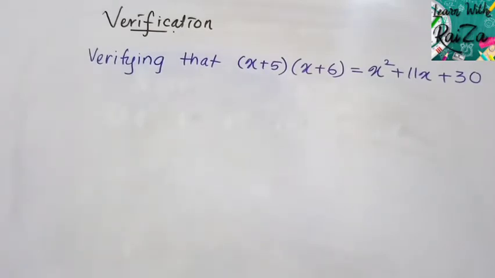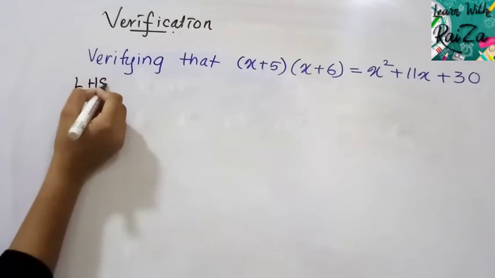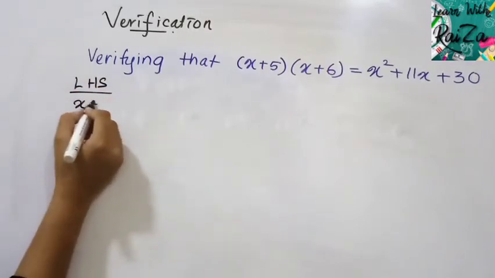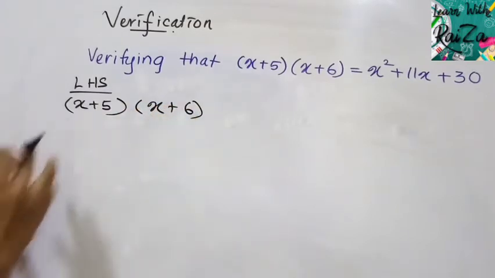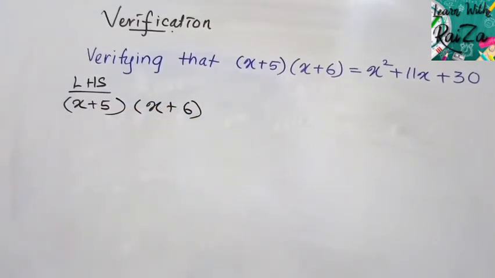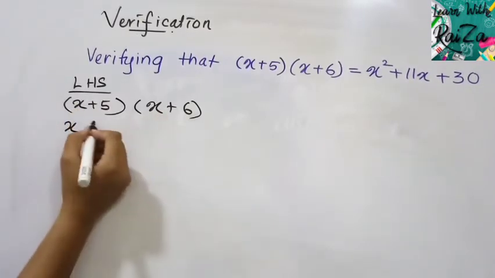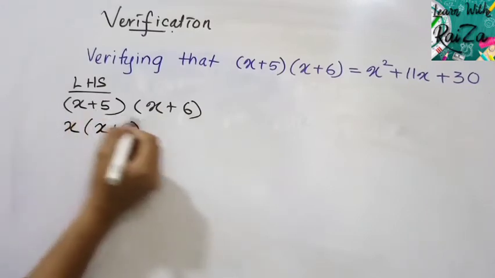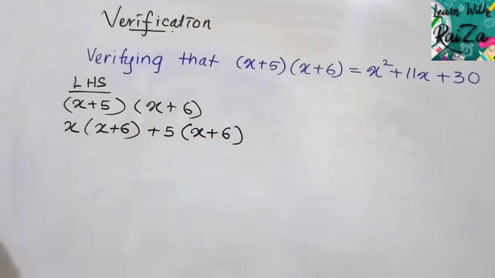Well, now the last part of the lesson, but it's an easy one: verification. If you are given questions to verify that the left hand side of an algebraic expression is equal to the right hand side, how do you do that? First we'll consider the left hand side, that is x plus 5 and x plus 6. Here you should get the product of the two binomial expressions as I taught in the previous way. So take x out in this expression, multiply by the second expression, then take plus 5 out and multiply by the second expression. Now let's see what we get.